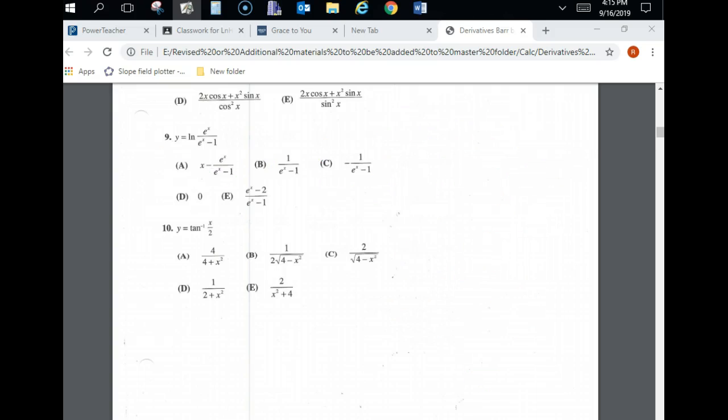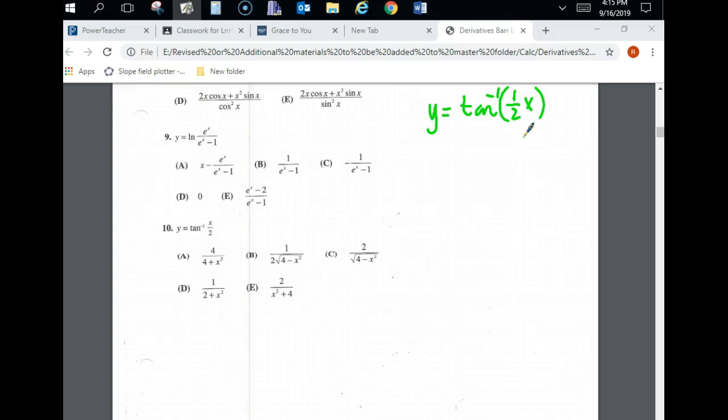Last one there, number 10. I'll help you guys out with that as well, although I think you guys probably know how to do that. First of all, it might help you if you rewrite it a little bit. Instead of x over 2, think of it as 1/2 x, because that really means the same thing.